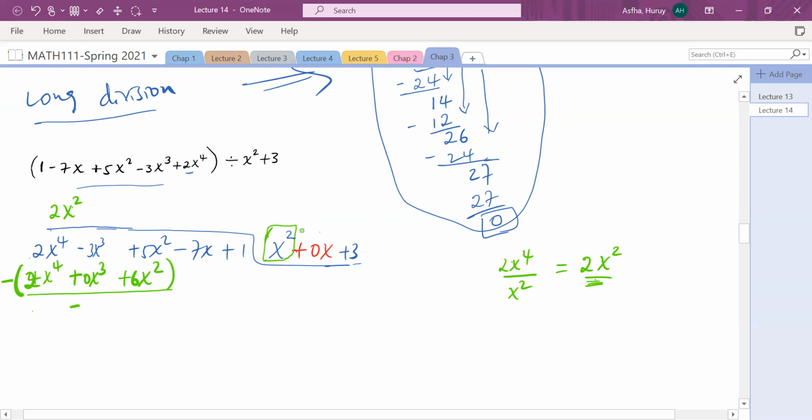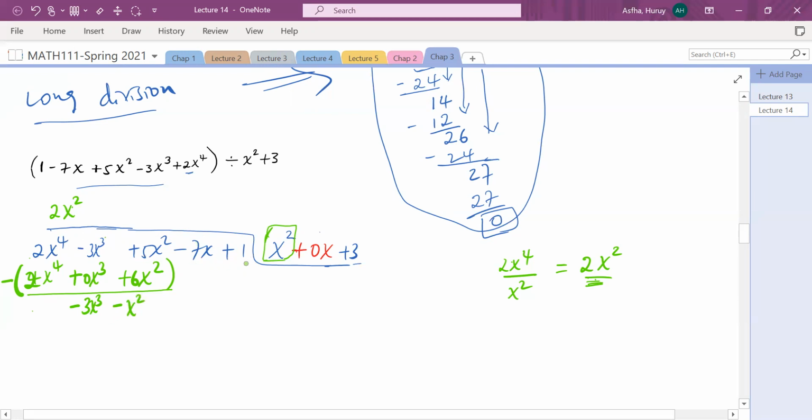But this is the reason why we needed this placeholder. Remember, if there was no placeholder, then probably some of us would write this number here, so it would be x cubed minus x squared. If I write this here, then x cubed minus x squared is not something that we can subtract because they are not the same type. And that's why we need this placeholder. Therefore this is negative 3x cubed, and 5x squared minus 6x squared is negative x squared.